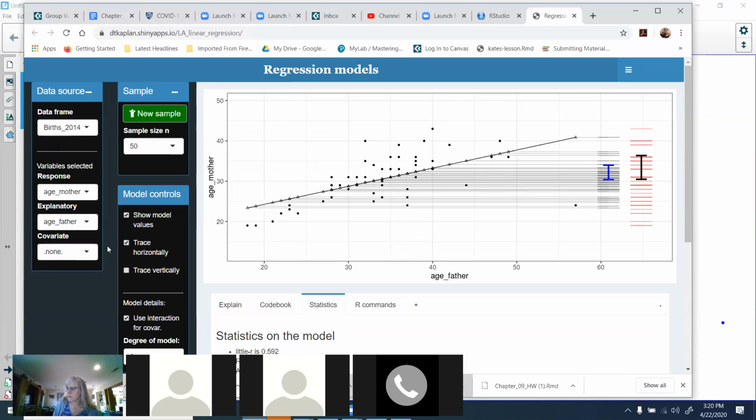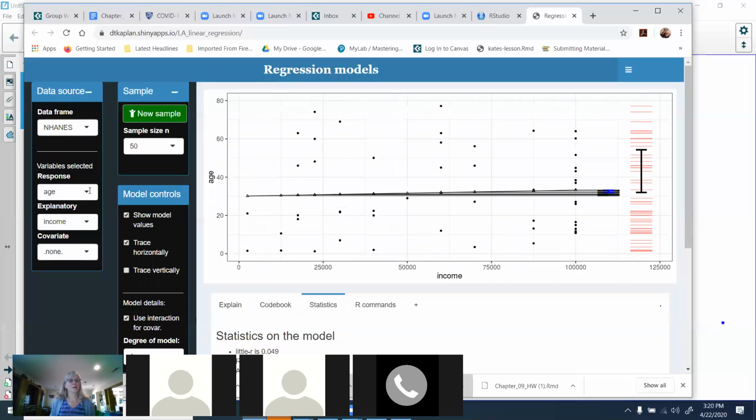Give me a second to pull it up. I just need to pull up the group work if I can find it. I'll let you know when I find it. Okay, I've got mine pulled up. Okay, what did you pick? For my response, I did BMI. For explanatory, I did sleep hours, and for the covariate, I did depressed.